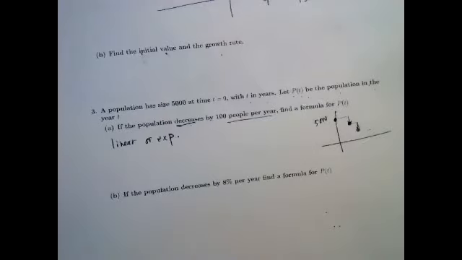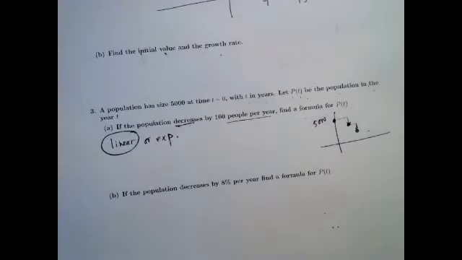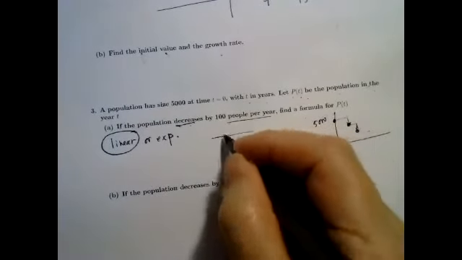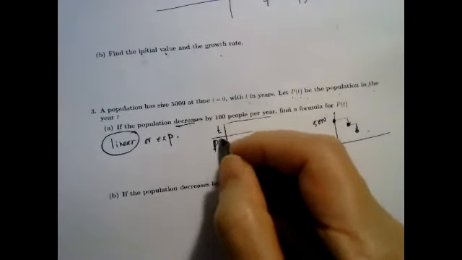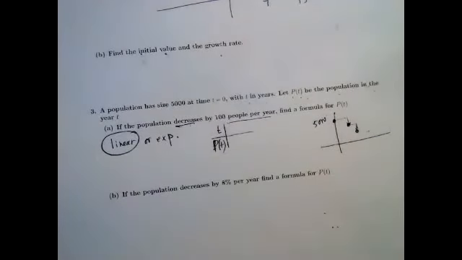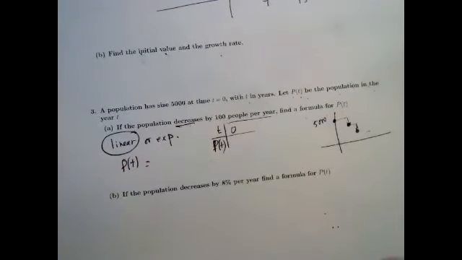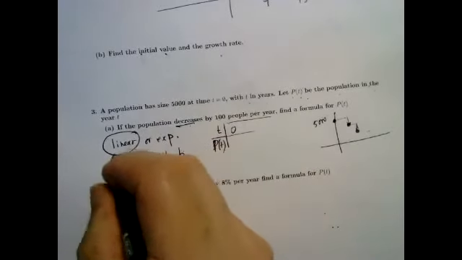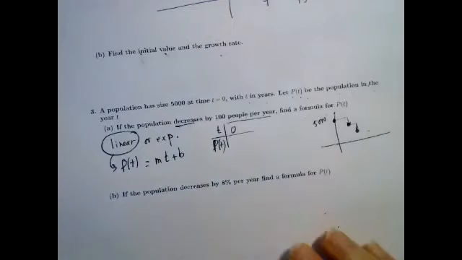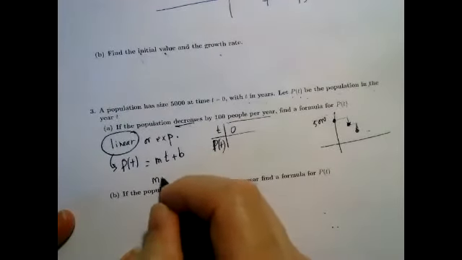Linear, very good. If it's linear, so what's going to be the formula? What's the slope here? That's the time, and that's the population. If it's linear, the formula is going to be P of t equals mt plus b. That's what linear tells me. That's the formula that governs the population.